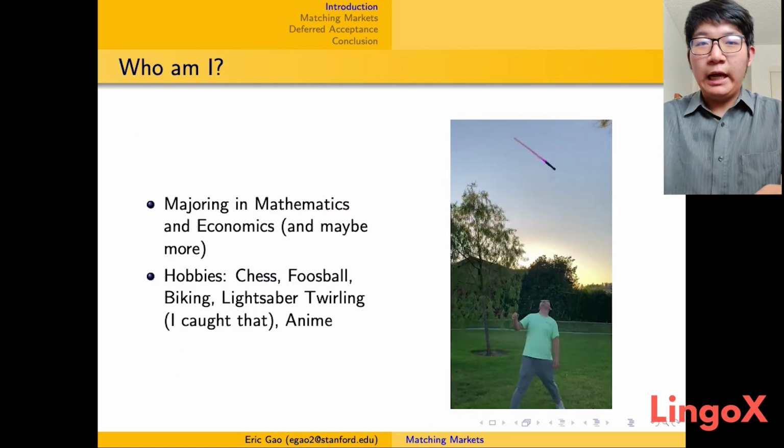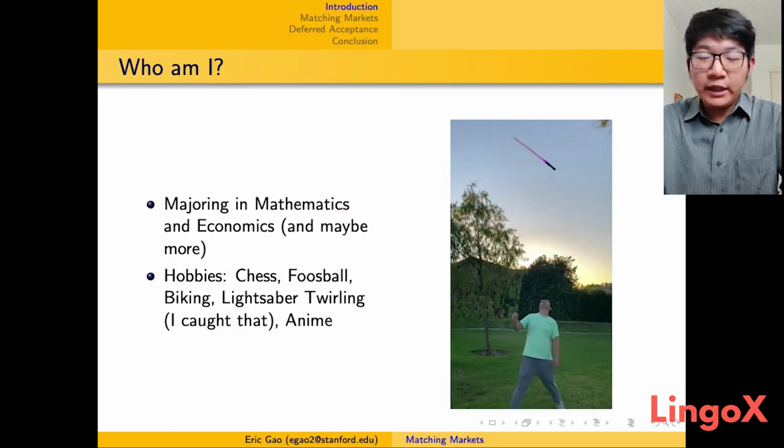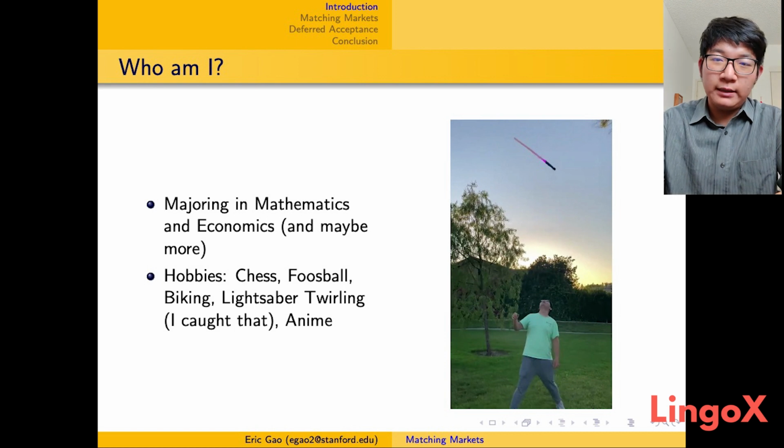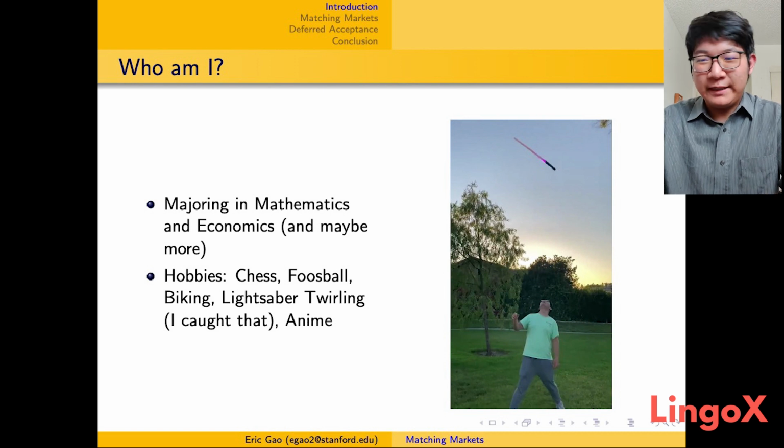Okay, a bit more on who I am. I'm majoring in mathematics and economics as of now, and maybe some more. Some of my hobbies include biking, chess, twirling lightsabers. If you're interested in that, I would be more than happy to share more. But yes, I don't just do math and economics. I also have a life outside of this.